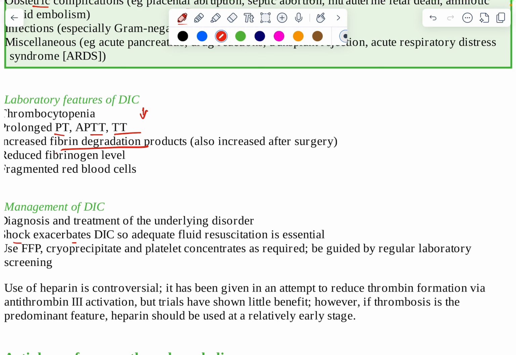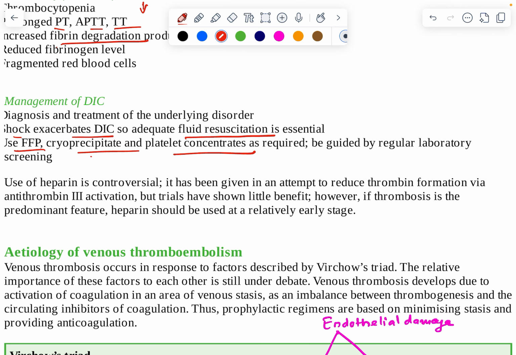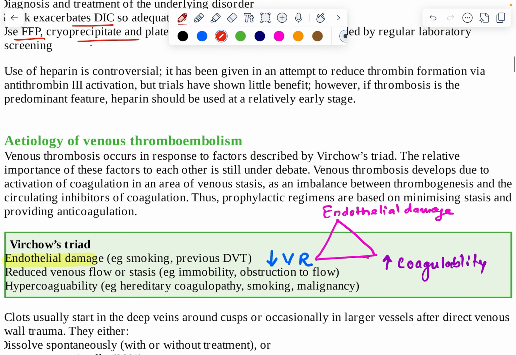Management of DIC: diagnose and treat the underlying cause. Shock can exacerbate DIC, so fluid resuscitation is the first line. Fresh frozen plasma, cryoprecipitate, and platelet concentrate have to be given. Use of heparin is controversial. It is given in some cases to reduce thrombin formation.